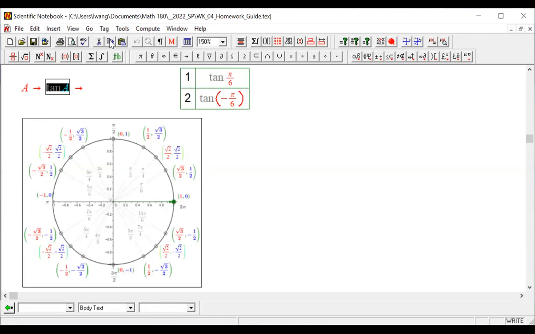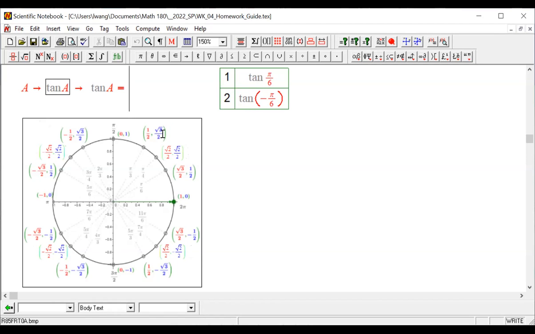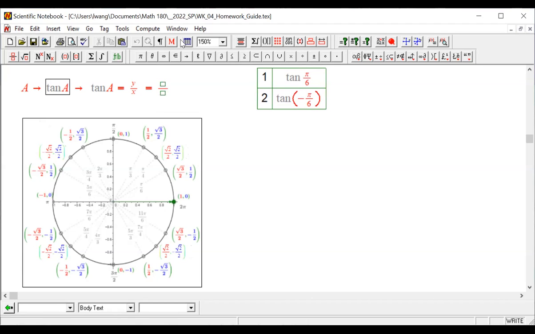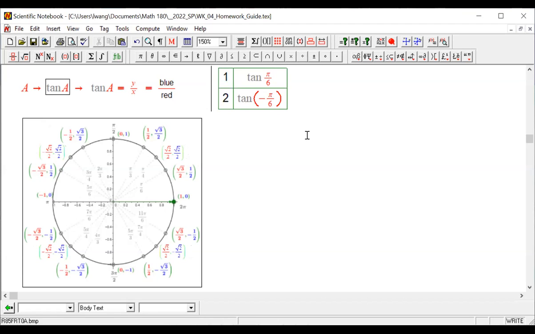So tangent A is going to equal, the blue numbers are y's, the red numbers are x's. So it's y over x. In other words, it's really the blue number divided by the red number. So we can do it without having to see those curves, and this is preparing us for when we are doing the curve.